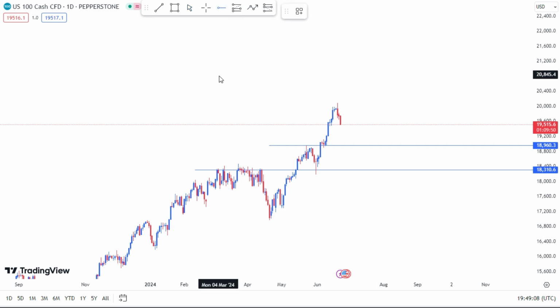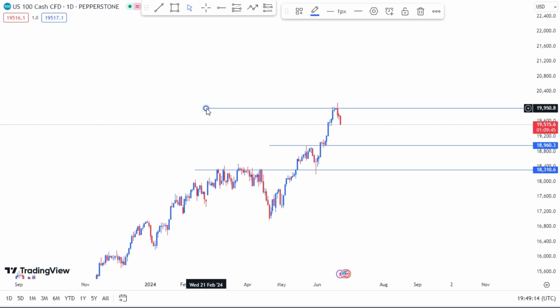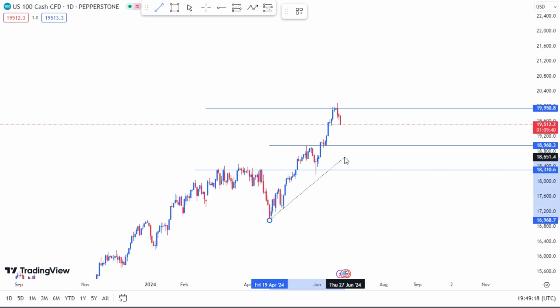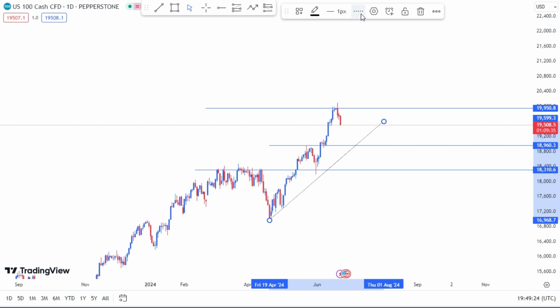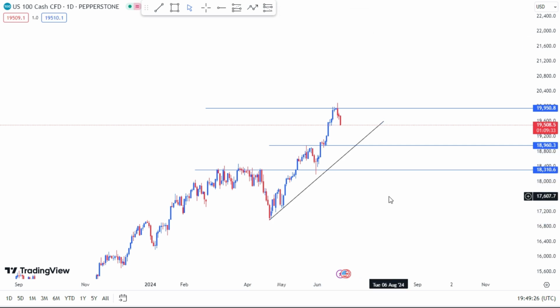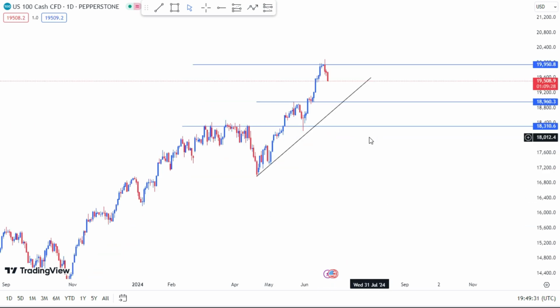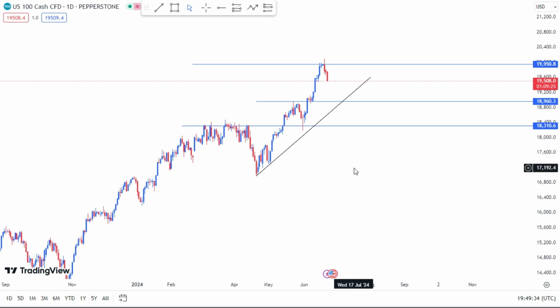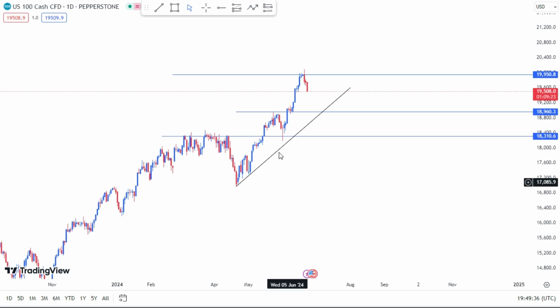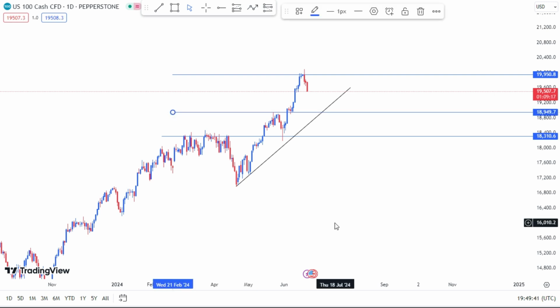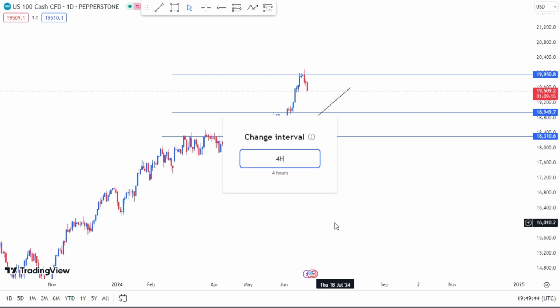So currently these are the levels that I'm seeing on the daily time frame, right? I'm seeing another trend line from this point over here to the upper side. Let me change it into a line. Okay, so basically this is what I'm seeing on the daily time frame. So I'm just going to move to the 4-hour time frame.